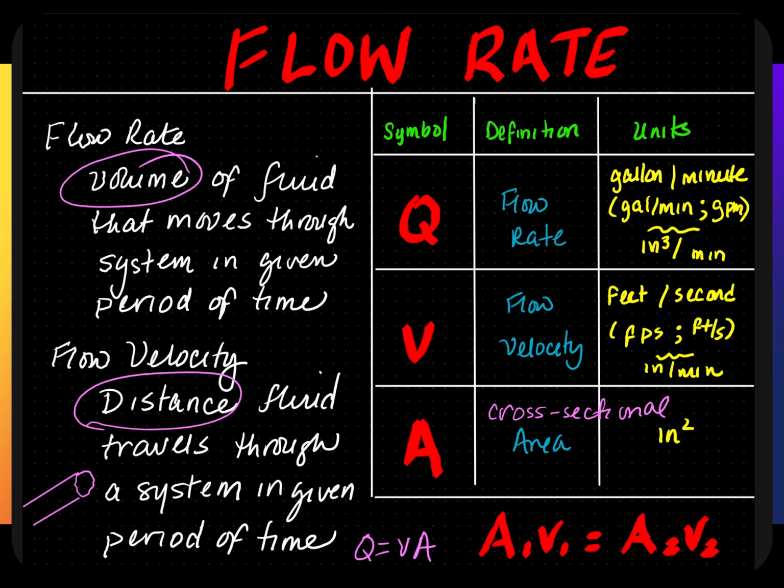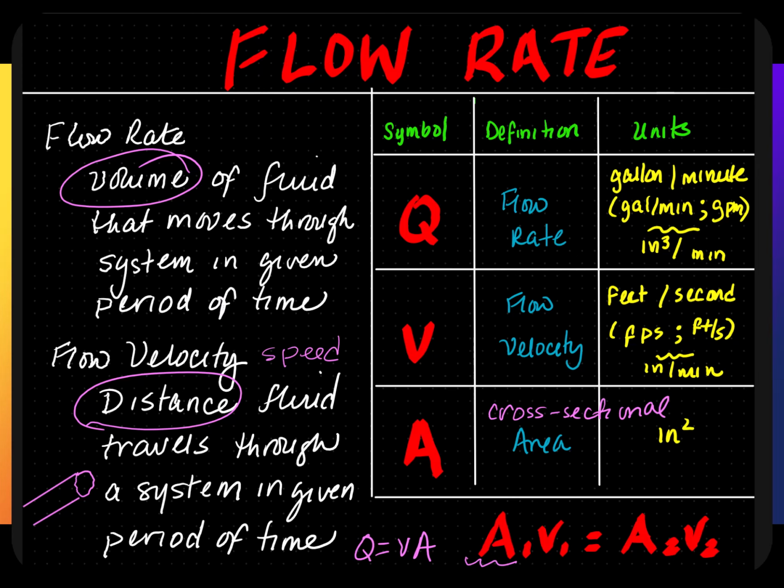A is the cross-sectional area in inch squared. So in a system, the flow rate is constant. If the cross-sectional area is large, my flow velocity will be smaller. Flow velocity, since it is the distance per time, is similar to speed, how fast it is traveling. If the cross-sectional area is very large, my velocity is going to be smaller.